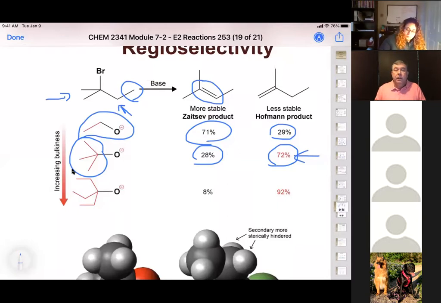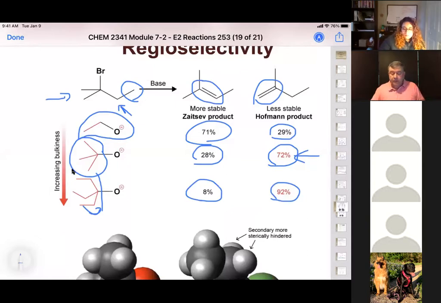Okay, so in our activity next week, we want to look at the type of base we're using. The type of base we're using is going to tell us whether we're going to have the Zaitsev product or the Hofmann product. Now, if we got it even bigger and bulkier, now remember this, because these have free rotation, they can swing around like propellers. So that makes it even bigger. We drop it down even again, almost 92% the less stable product, because we use this huge bulky base.